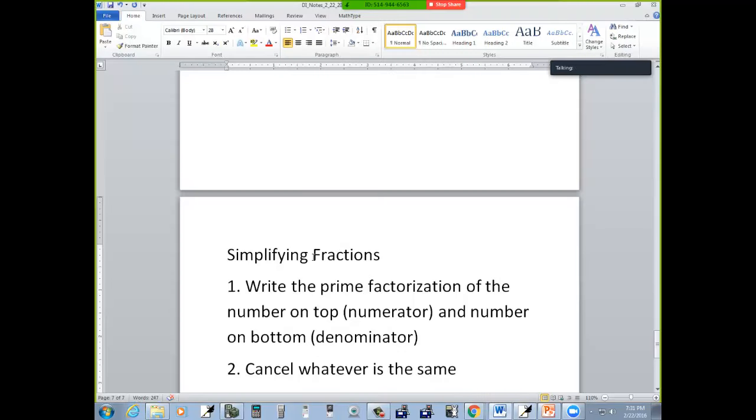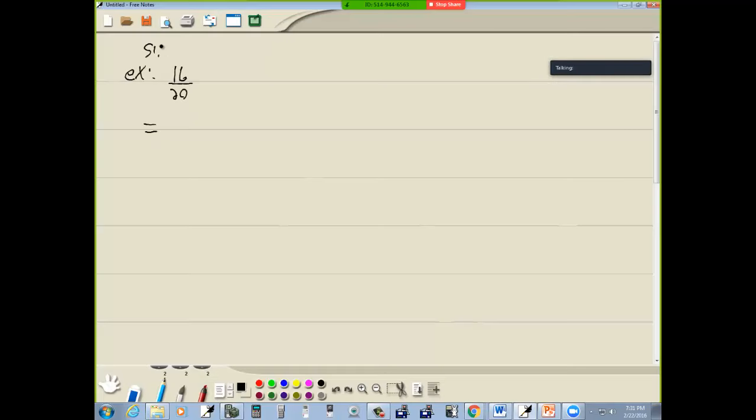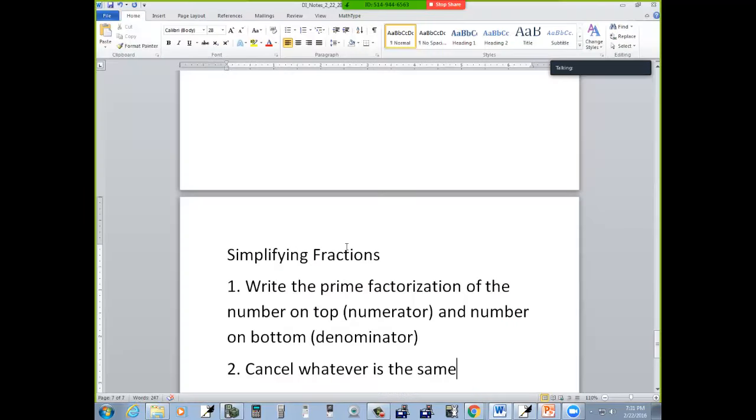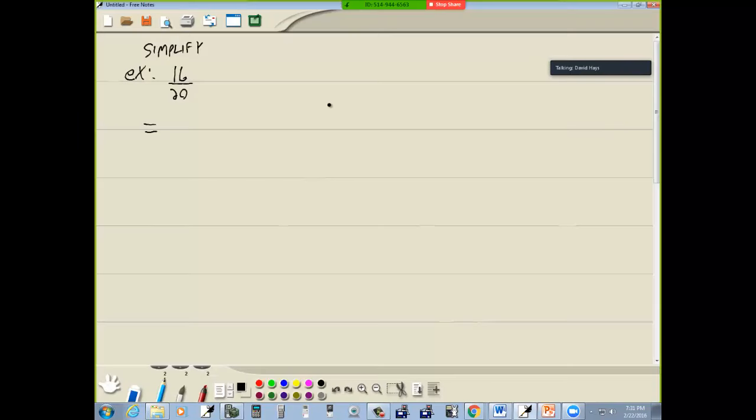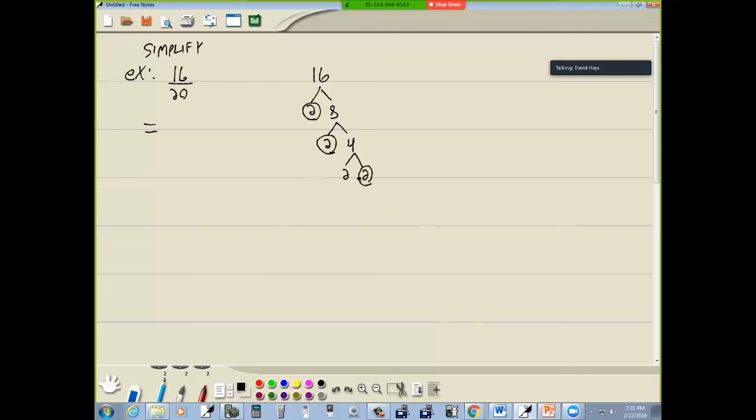Okay, want to simplify this. That'll be our instructions. We want to simplify that. Now, step 1 says write prime factorization, number on top and number on the bottom. So I'll do my tree breakdown here. 16 is 2 times 8. 2's prime, so I circle it. 8 is 2 times 4. 2's prime, so I circle it. And 4 is 2 times 2. Both of those are prime, so I circle them. So we got 4 2's.